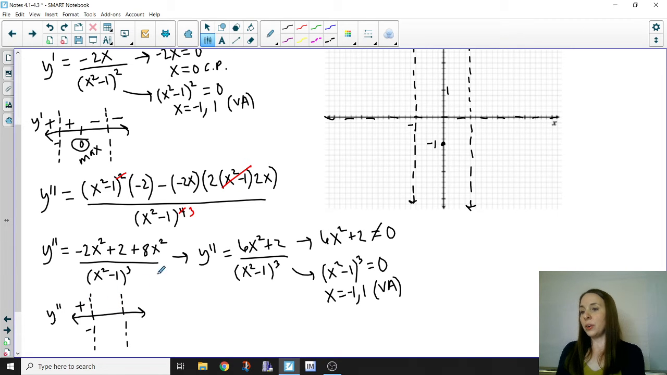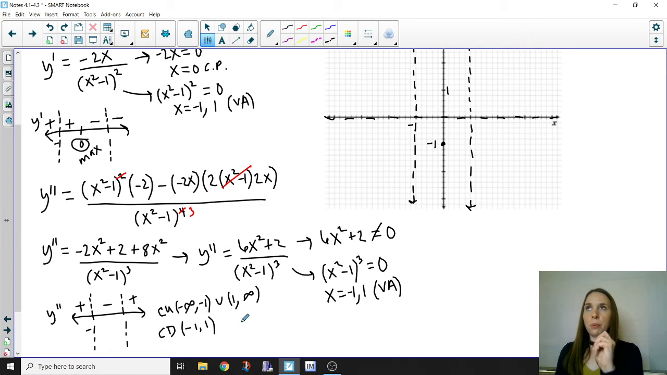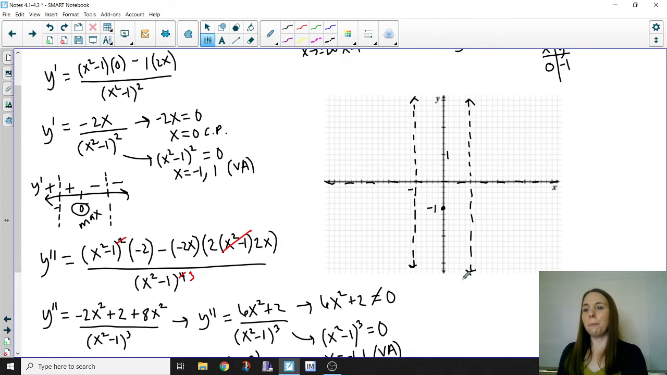Anything in here, think about like 0, 0 is an easy one to think about, is going to be negative, and then anything on the other side of x equals 1 is again going to be positive. And so that tells us that our function is concave up from -infinity to -1 and from 1 to infinity, and our function is concave down from -1 to 1. Okay, so you can think of a portion of a U for up, and a portion of a frown for concave down.